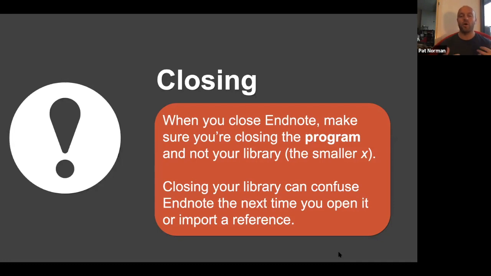And that means the next time you try to open Endnote or try to open an RIS file, Endnote will seem a little bit confused because it'll say you haven't got a library open. So the easiest thing to do is to close your entire Endnote program, and that guarantees that you've got all the information that you need next time you open Endnote up.